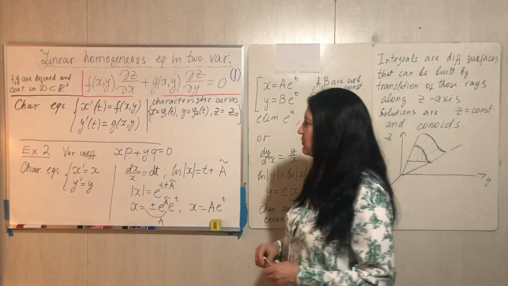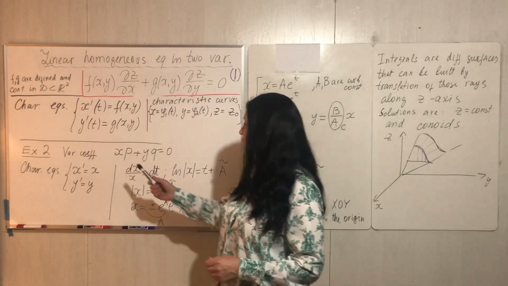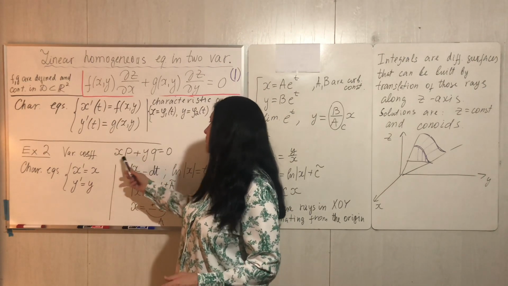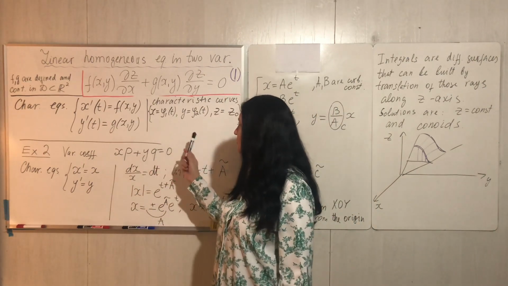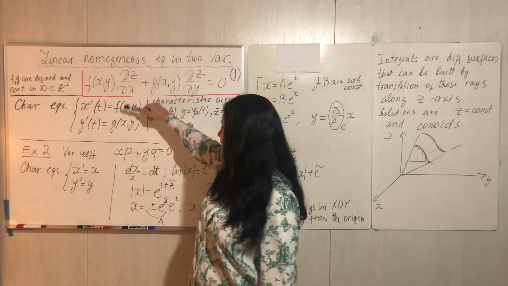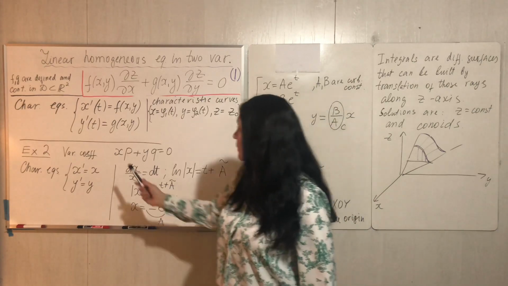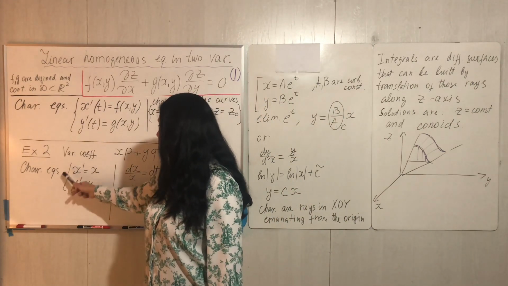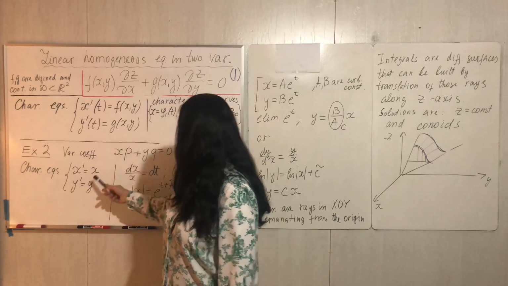In the previous example, we considered an equation with constant coefficients. Now let's consider an equation with variable coefficients. So we have xp plus yq equals 0. Again, p is the derivative with respect to x, q is the derivative with respect to y. So here our characteristic equations, in this case, will be written as x prime equals x and y prime equals y.